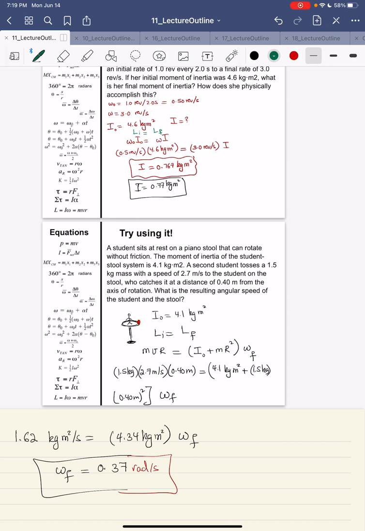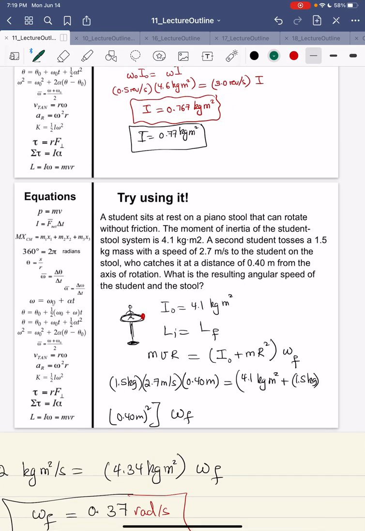Here we have another question combining both continuous objects and also particles. A student sits at rest on a piano stool that can rotate without friction. The moment of inertia of the student-stool system is 4.1 kilograms meters squared. A second student tosses a 1.5 kilogram mass with a speed of 2.7 meters per second to the student on the stool, who catches it at a distance of 0.4 meters from the axis of rotation. What is the resulting angular speed of the student and the stool?